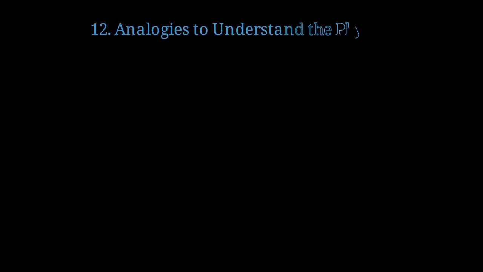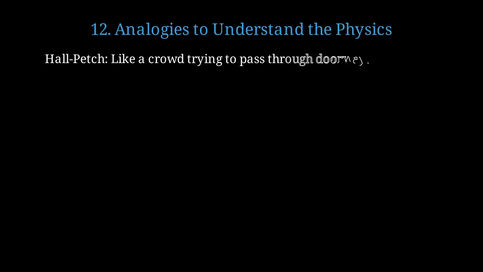Let me give you some analogies to help understand these concepts intuitively. The Hall-Petch effect is like a crowd trying to pass through multiple doorways. More doorways create more bottlenecks, slowing the crowd. People represent dislocations. Doorways represent grain boundaries. More boundaries mean more resistance to flow.